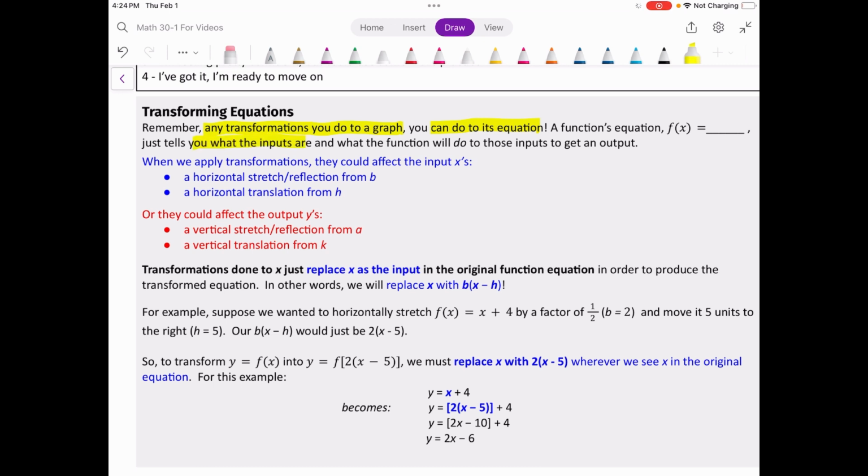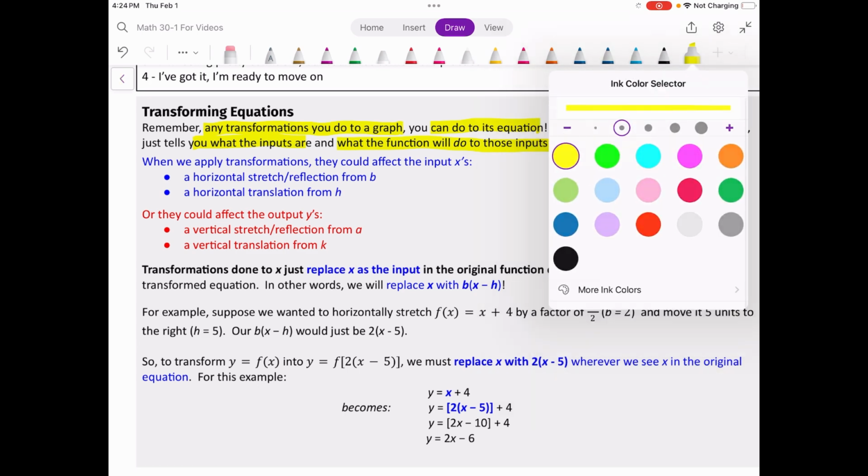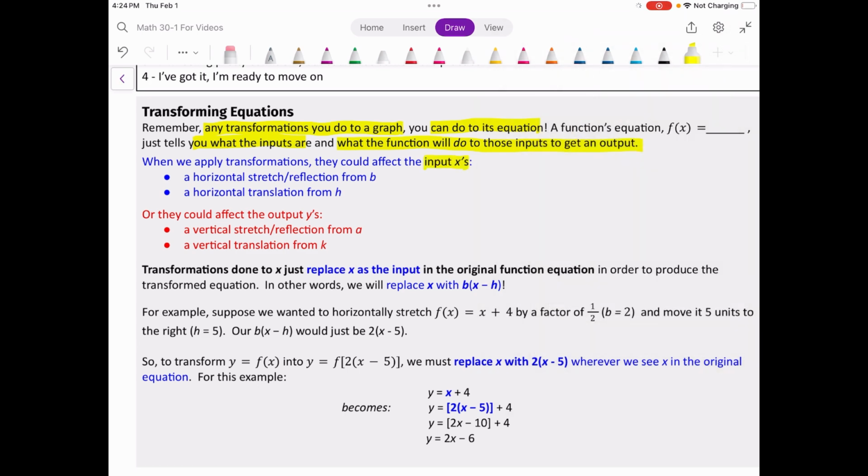So a function's equation, f of x equals, blank stuff, just tells us what the inputs are and what the function will do to those inputs to get an output, right? Don't forget, that's what a function's all about. Tells you what inputs you're putting in, tells you what outputs you're gonna get out if you actually put in those inputs and evaluate. So when we apply transformations, they could affect our input x's, right? Kind of before we even send them through the function, we could change what we're going to input, those x's. That's the horizontal stuff. X is horizontal. So a horizontal stretch or reflection from B, right? A horizontal translation from H.